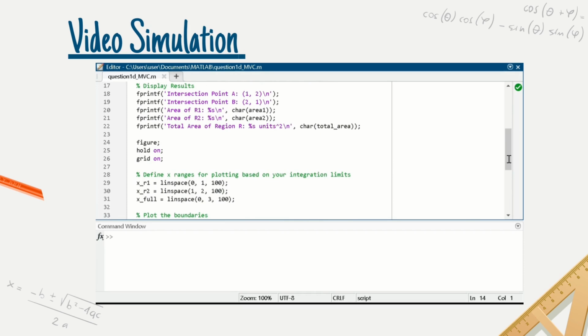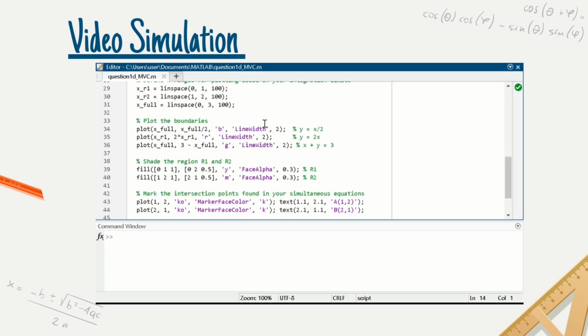To verify our boundaries, we implement a visualization block. We use linspace to generate a range of x values and plot the lines to ensure they intersect at our calculated points, point A (1, 2) and point B (2, 1). To simulate the area we are calculating, we use the fill command by providing the vertices of our sub-region. MATLAB shades the area, allowing us to visually confirm that the integration limits match the physical space enclosed by the lines.